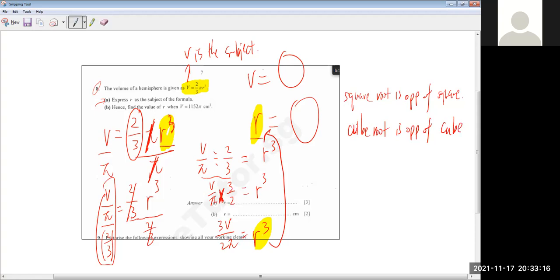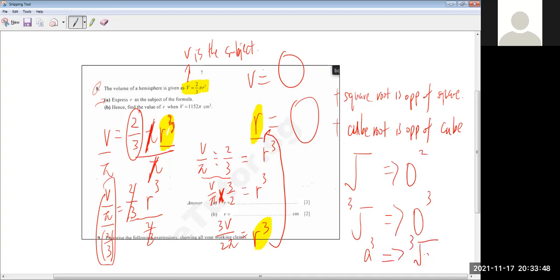So I'm going to explain to you what these two statements mean. Square root is the opposite of something squared. Cube root is the opposite of something cubed. So what this means is if you have a to the power of 3, which means a cubed, how do you get a? You just need to cube root your a cubed, then you will get a.